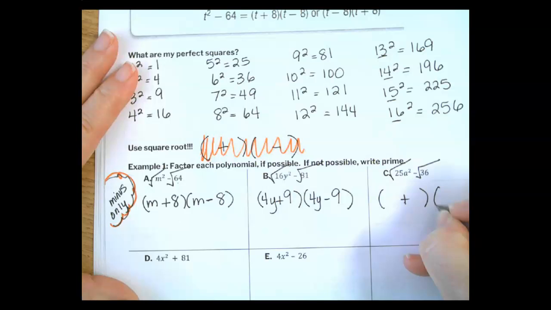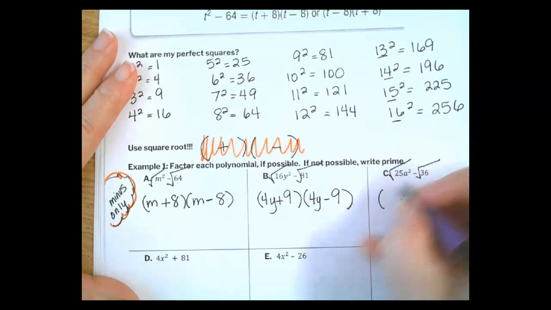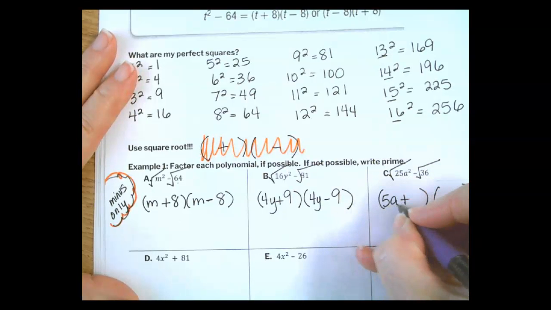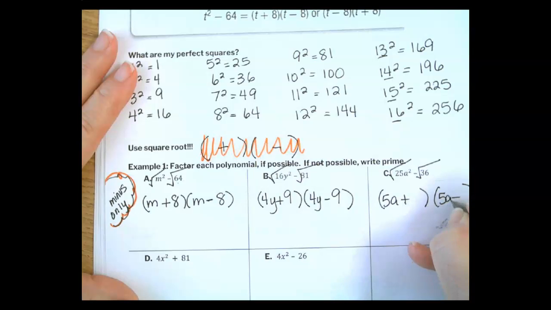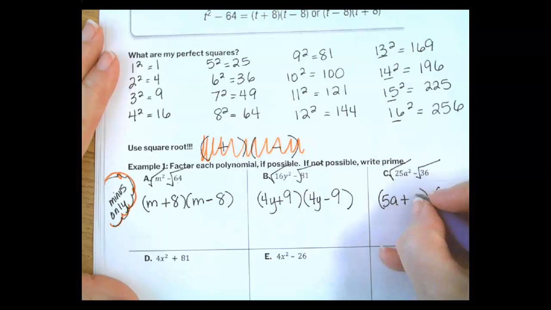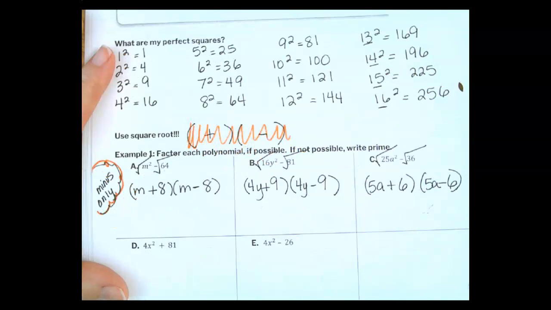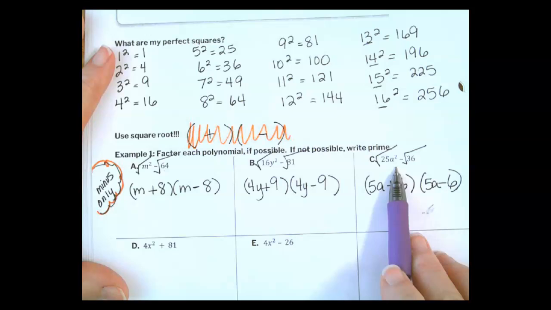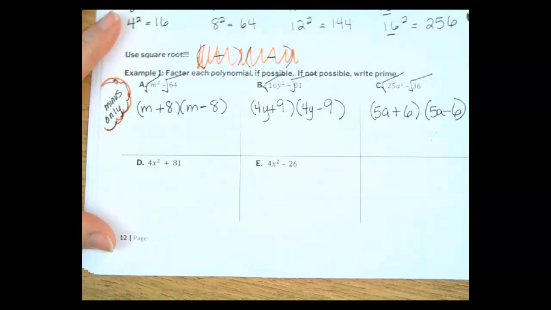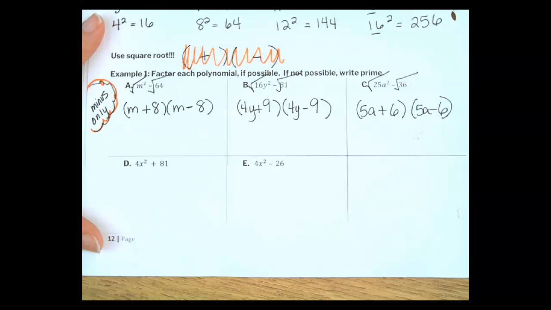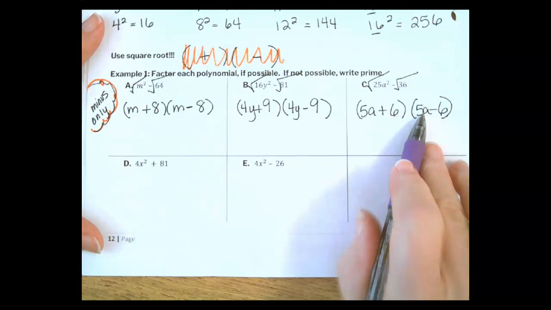Plus, minus. Square root of 25 is 5a, 5a. And the square root of 36, up here if you look, is 6, or use your calculator. And that's my final answer. If you did it by distributing through here, you would end up with this same solution. This is just a shortcut, so you don't have to do all of that to get to here.